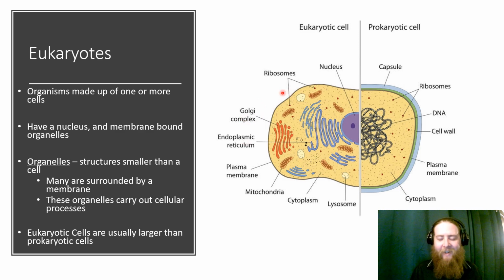Organelles are structures smaller than cells. Many of them are surrounded by a membrane, and these carry out the cellular processes. These organelles are not alive by themselves, but they all contribute to the cell being alive. Because they have these extra pieces that are doing these parts, making energy, breaking down wastes, eukaryotic cells can usually get bigger than prokaryotic cells.